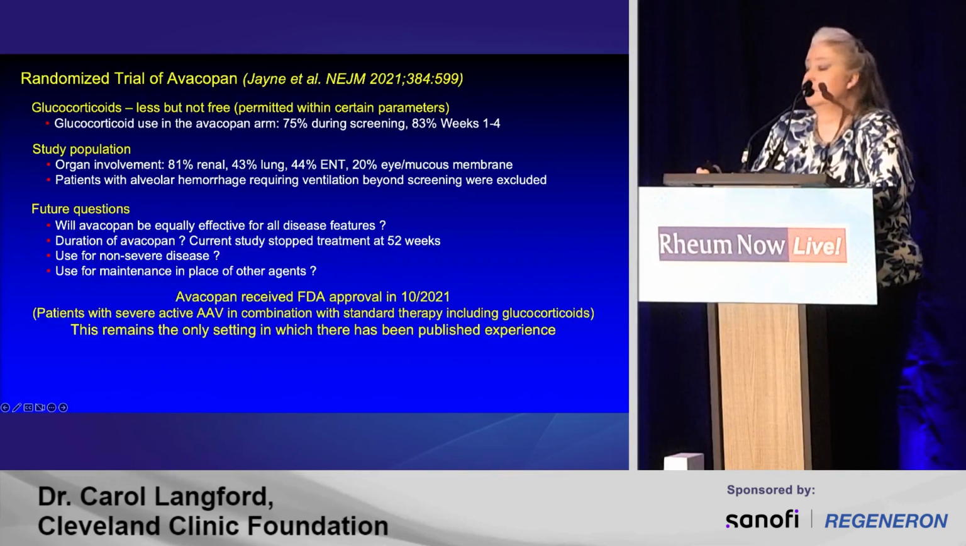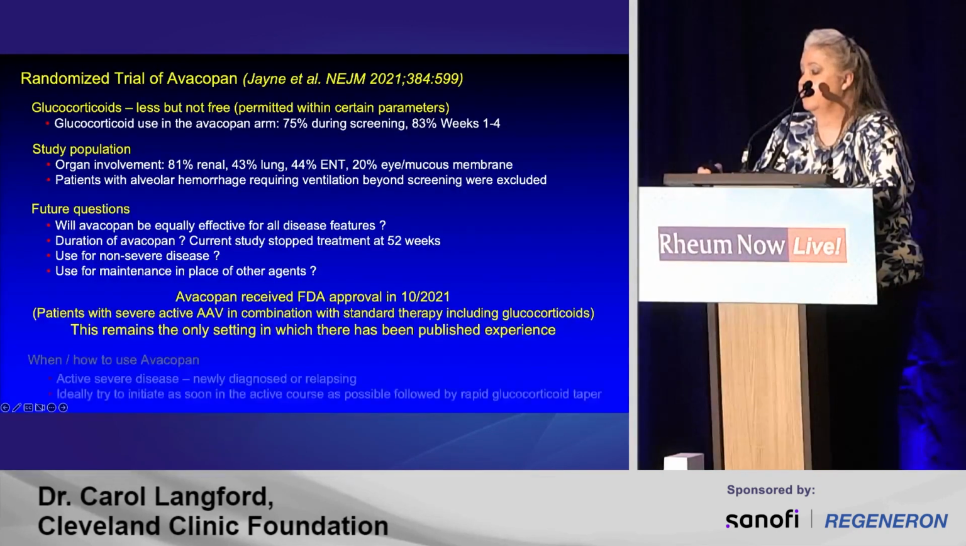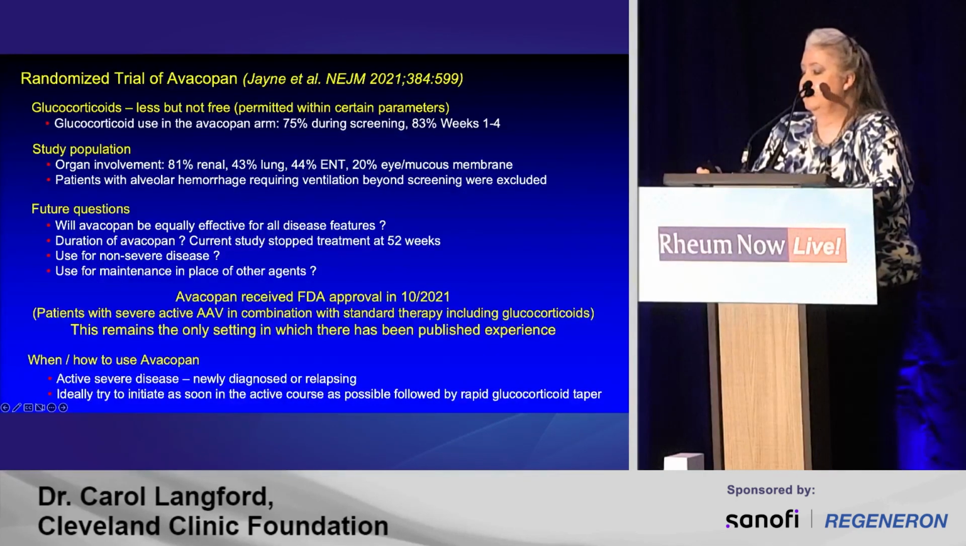But on the basis of this clinical trial, avacopan received FDA approval in October of 2021 for the indication of patients with severe active ANCA-associated vasculitis in combination with standard therapy. And this remains the only setting in which there has been published experience. So how do I use avacopan? Again, I use it in the setting of active severe disease in patients who are either newly diagnosed or relapsing. I'll begin cyclophosphamide or rituximab together with glucocorticoids, and ideally try to initiate the avacopan as soon as possible in the active course, followed by a rapid glucocorticoid taper.